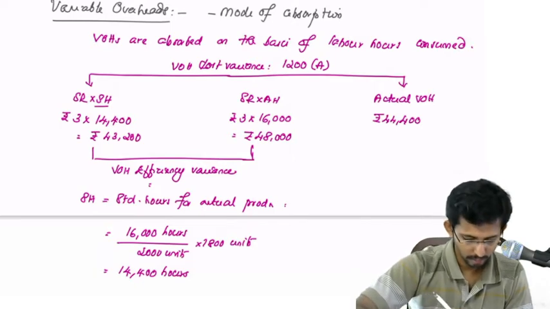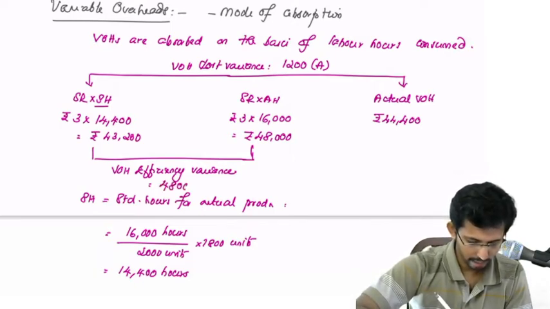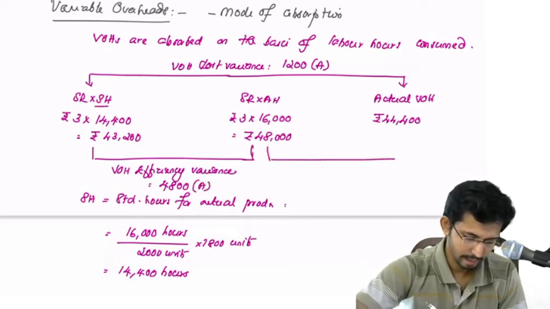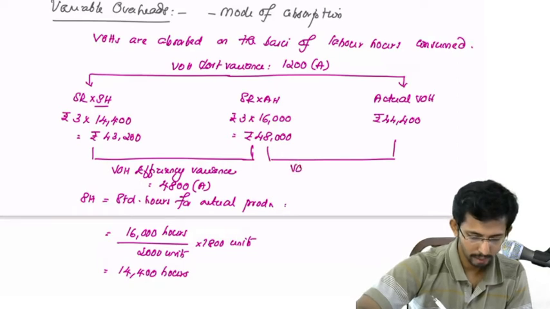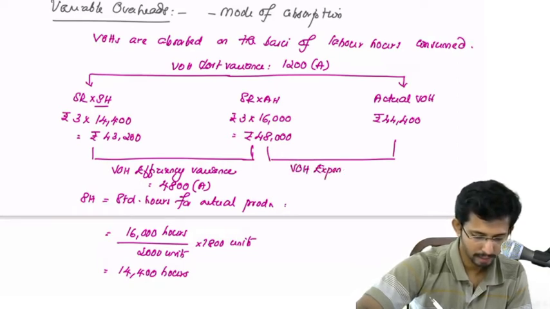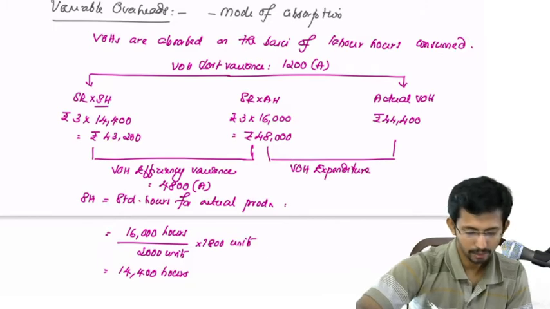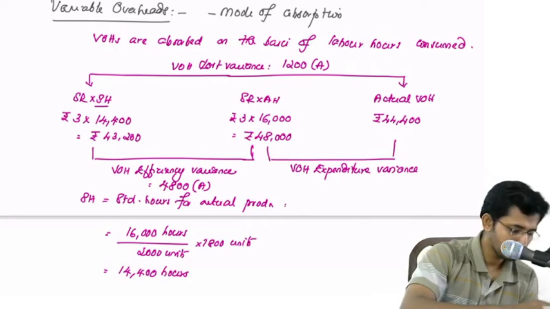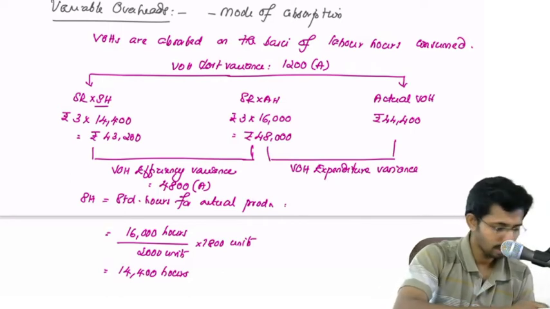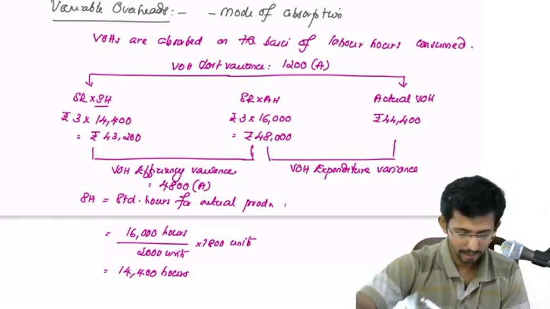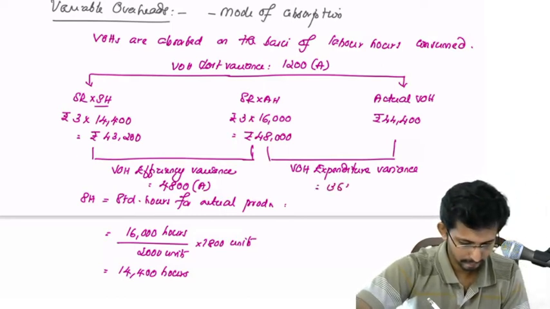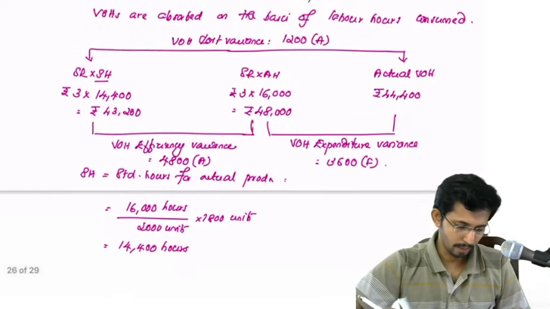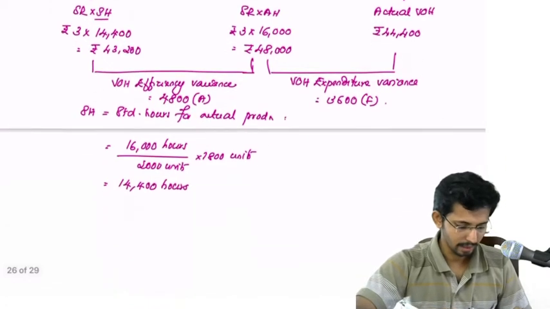So 4,800. Is it favorable or adverse? It is adverse. Now this is variable overhead expenditure variance. What is the amount? It will be 48,000 minus 44,400. So you get 3,600 favorable. That is with respect to variable overheads. So we have computed variable overhead variances.